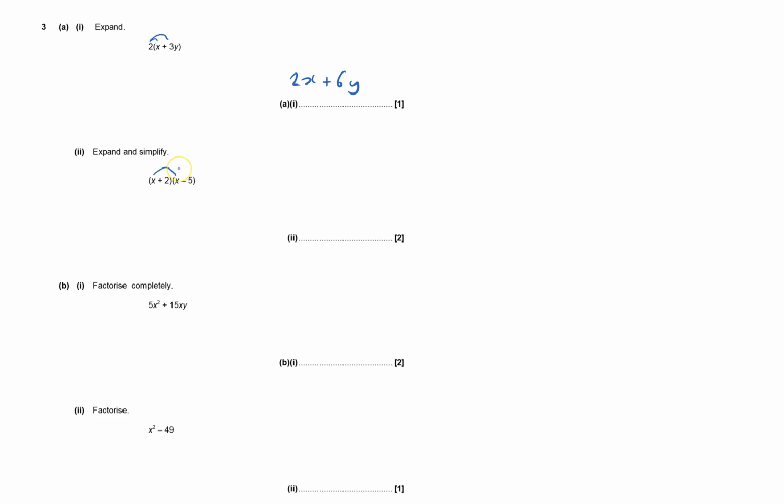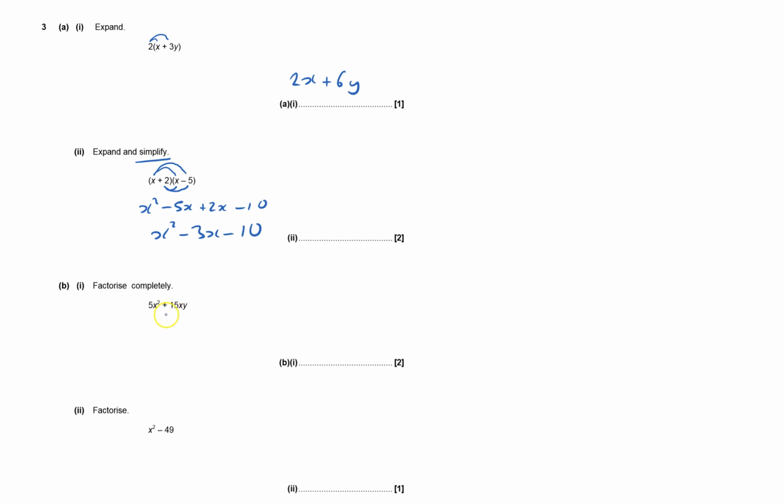Expand and simplify. I put the things in here. I'll show you the grid method in a second, but I always do these things, but as soon as I draw one, work it out. x times x is x squared. Next thing, x times minus 5 is minus 5x. And then plus 2 times x is plus 2x. And then plus 2 times minus 5 is minus 10. Gives you a clue, you can simplify it. So that gives me x squared minus 3x minus 10.